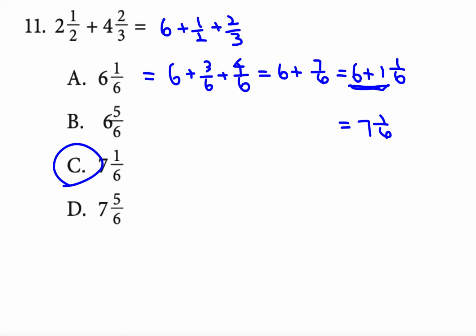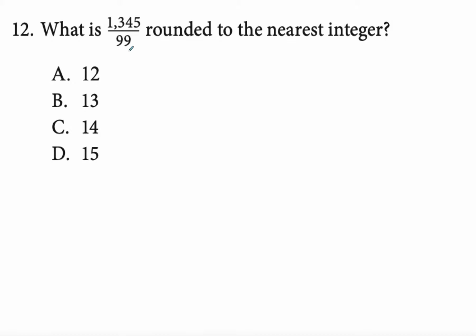Now, let's look at number 12. What is this one rounded to the nearest integer? When you look at this one, this is near 100. And then this is near... It will be more than 1300, but about 1400. So when you round it, it's going to be one of these two, but you will realize that it will be closer to 1400. So let's try to look at it, see what happens.